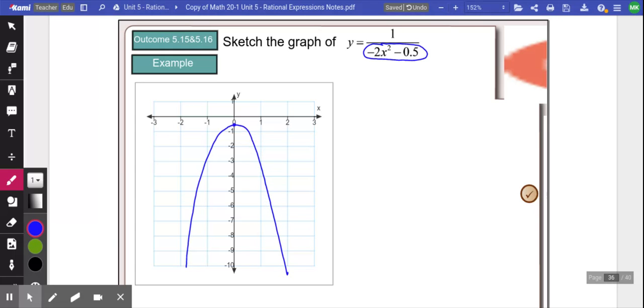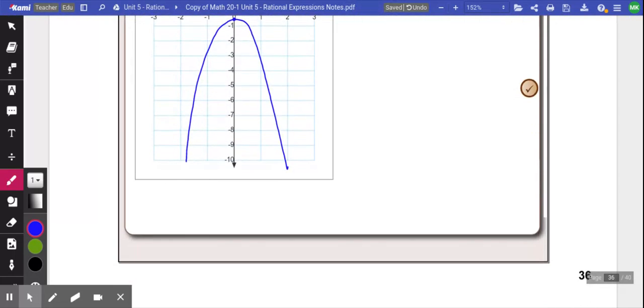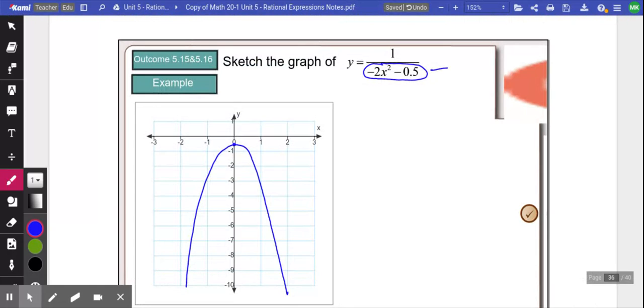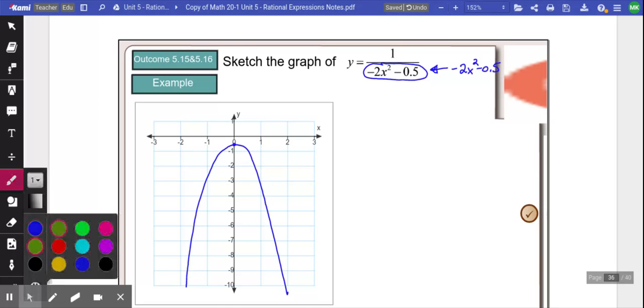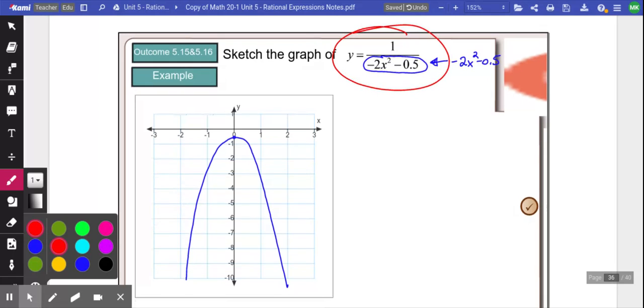We'll go with that. So that's what this function that I've circled in blue, that's what that quadratic would look like. Negative 2x squared minus 0.5. Our goal is to graph the reciprocal, which is 1 divided by it. To do that, we had 3 steps we had to follow.